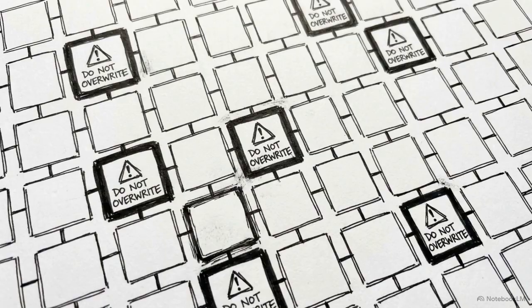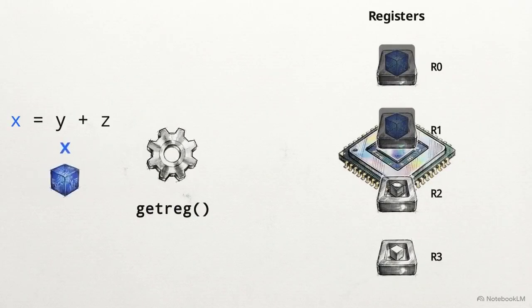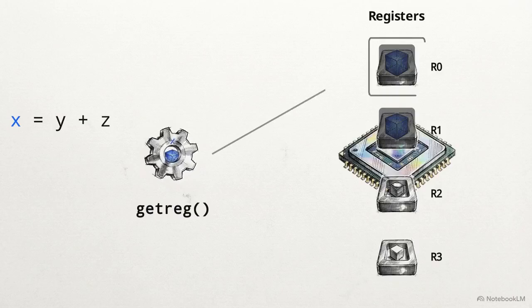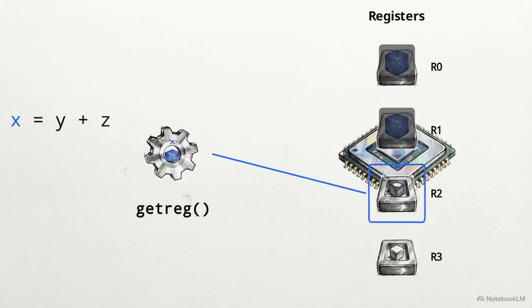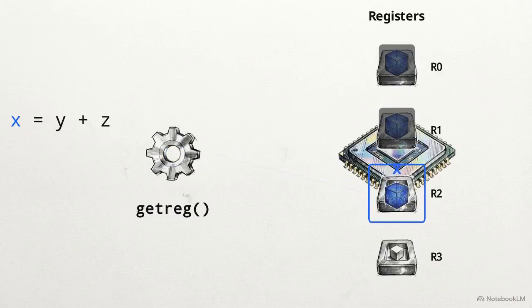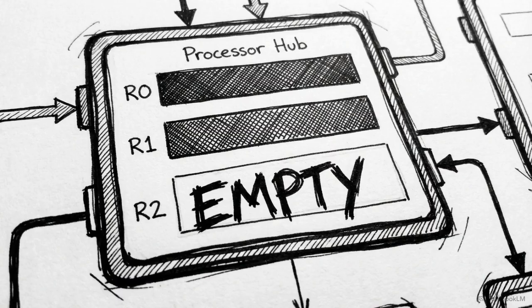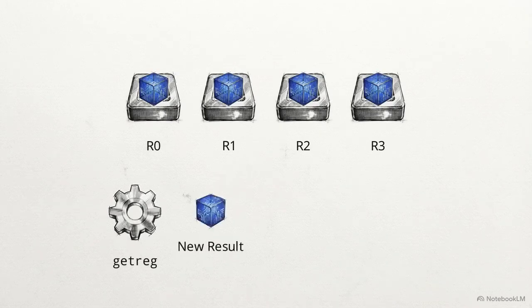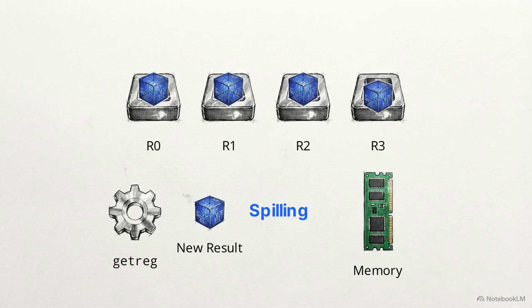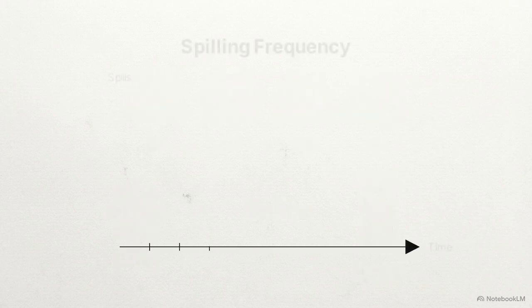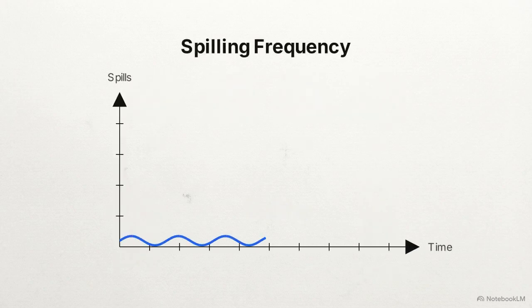The decisions regarding where to store results are handled by a subroutine called getReg. Its primary function is to find the best location for the result of a computation. It always attempts to find an empty register first to avoid memory costs. If all registers are currently occupied, getReg must find a way to free one up for the current operation. This leads to spilling. The compiler stores a register's current value back into memory to make the register available for a new variable. Because spilling adds instructions and increases memory access, the getReg algorithm is designed to minimize this occurrence.